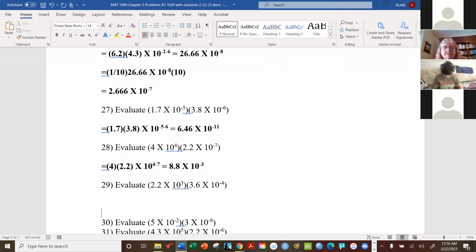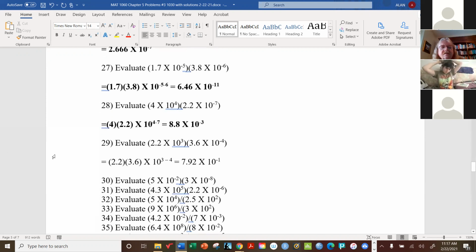All right, let's see. In this case, 2.2, 3.6 times 10, and the exponent is 3 minus 4. All right, so when you multiply 2.2 times 3.6, you get 7.92, and the exponent is minus 1. Excellent.